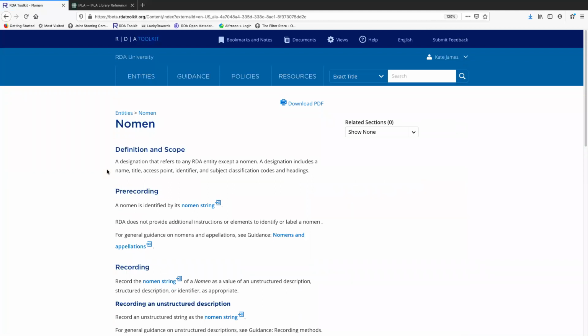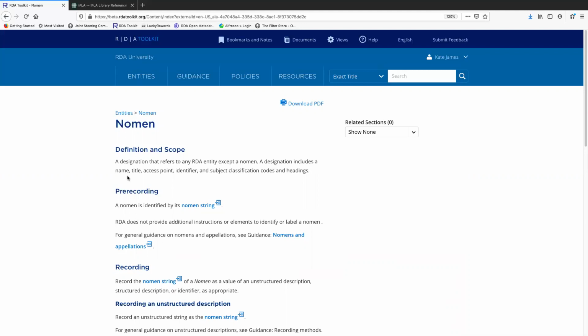So a nomen, that's any type of designation that refers to any RDA entity except nomen. Some examples of this are name, title, access point, and identifier. Speaking in everyday English, I can say, my name is Kate James, and I've just created a relationship between a person, me, and a nomen, Kate James. So I am a person. You can't see me right now, but take my word for it. I'm a person. And Kate James is a nomen.